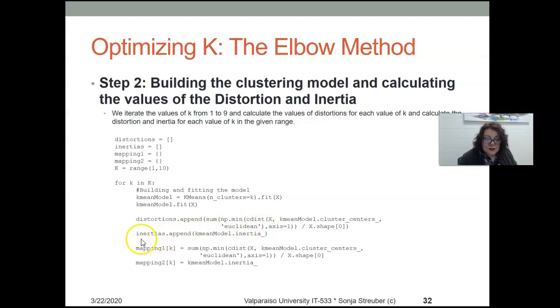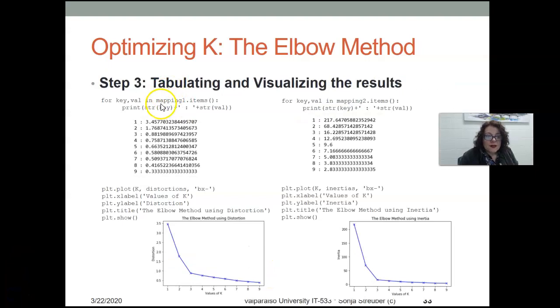Then we're going to create 2 mappings. One for our distortions, that's mapping 1, and mapping 2 is for our inertias. And now for each K from 1 through 9, we're going to print our distortions, and we're going to print our inertias. Then we're going to plot our distortions, and we're going to plot our inertias. And ideally, both will have the same outcome, as they do here.